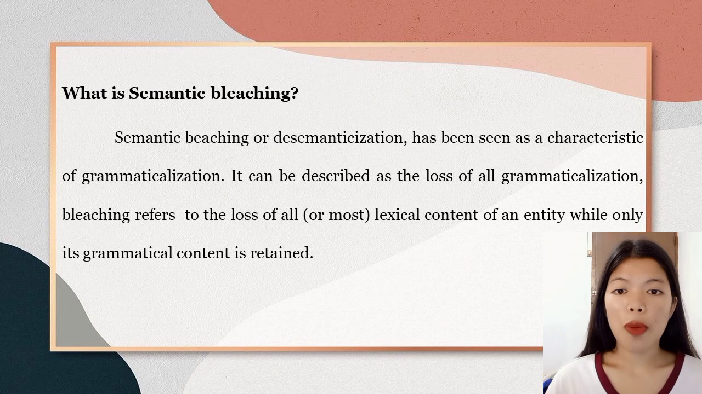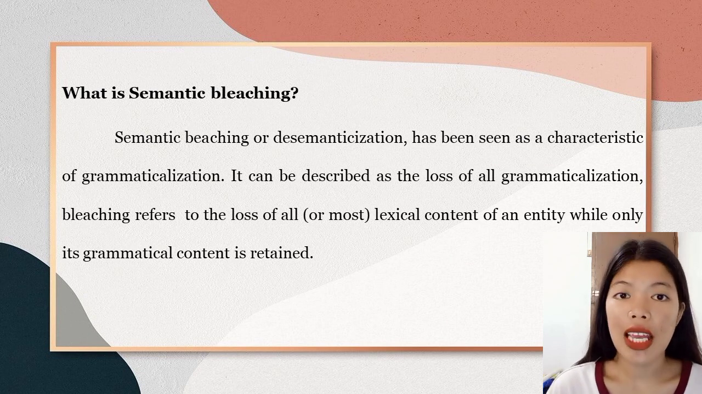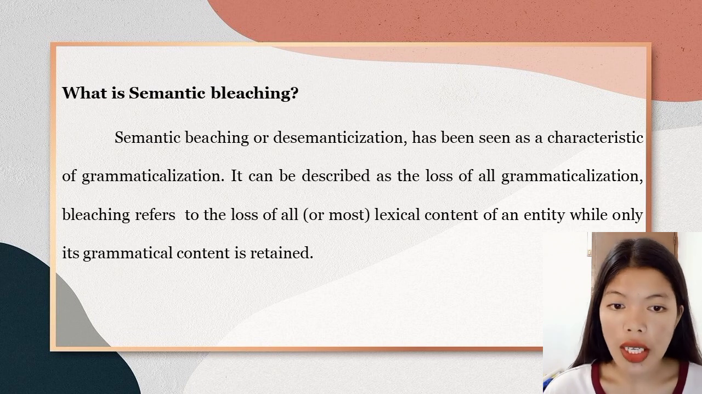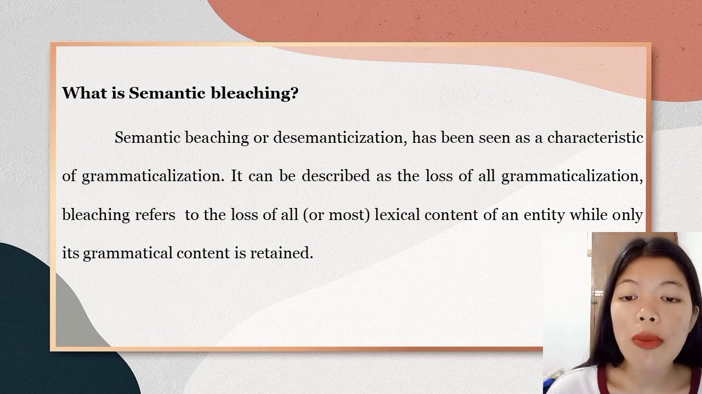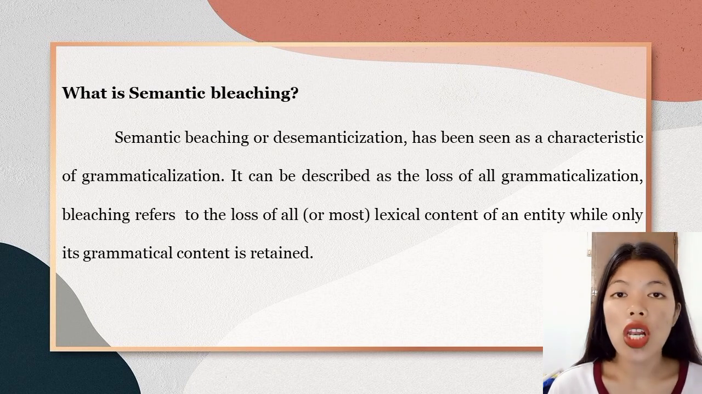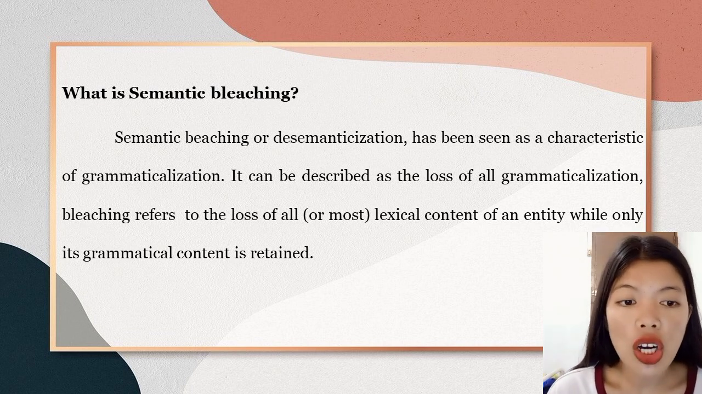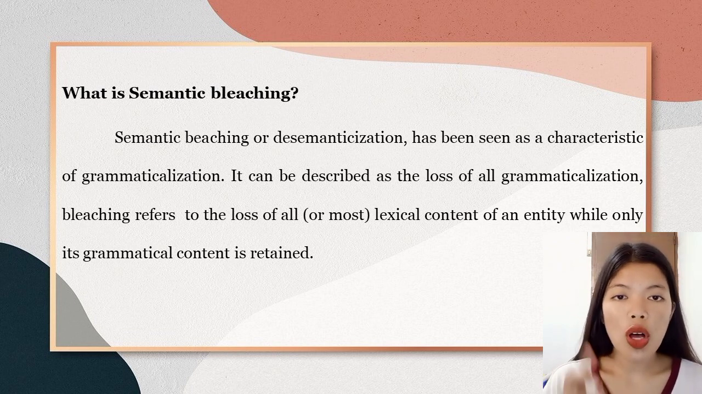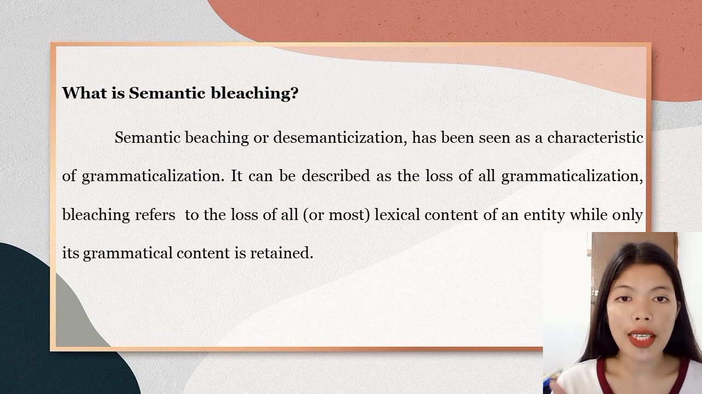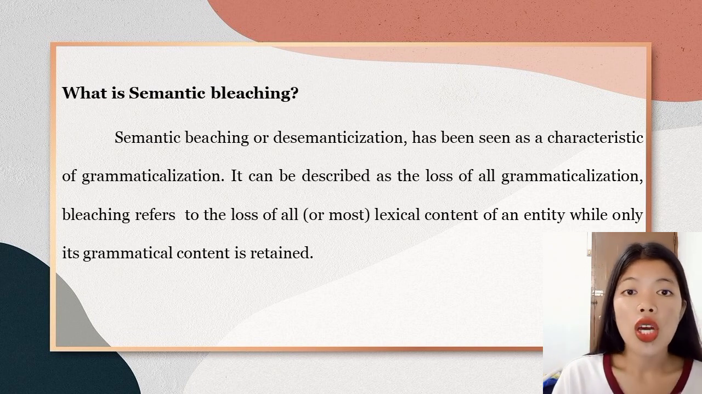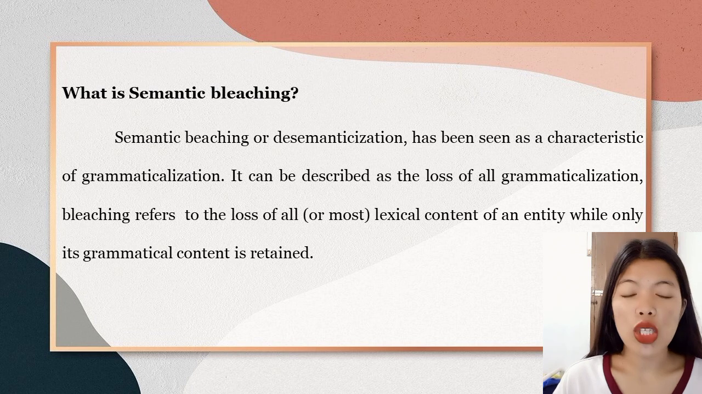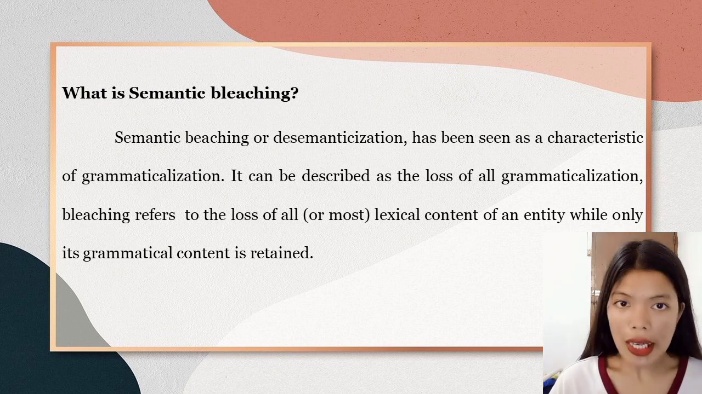For the first type of grammaticalization, we have semantic bleaching. Semantic bleaching or desemanticization has been seen as a characteristic of grammaticalization. Bleaching refers to the loss of all or most lexical content of an entity while only its grammatical content is retained. For example, you have one word, so you will use that one word in a sentence. But then, in another sentence, you won't use that word anymore, but the two sentences still have the same meaning. So that is semantic bleaching.